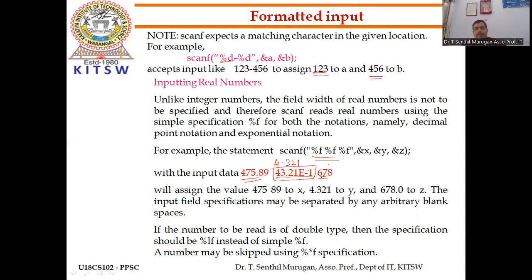Then 678, three values we have given. So what happened? 475.89 will be assigned to x, 4.321 will be assigned to y, and 678.0 to z. Even if we give an integer number, it will take it as a float value and assign it to z. The same thing: if we use %*f, it will skip the value and then proceed to the further values.